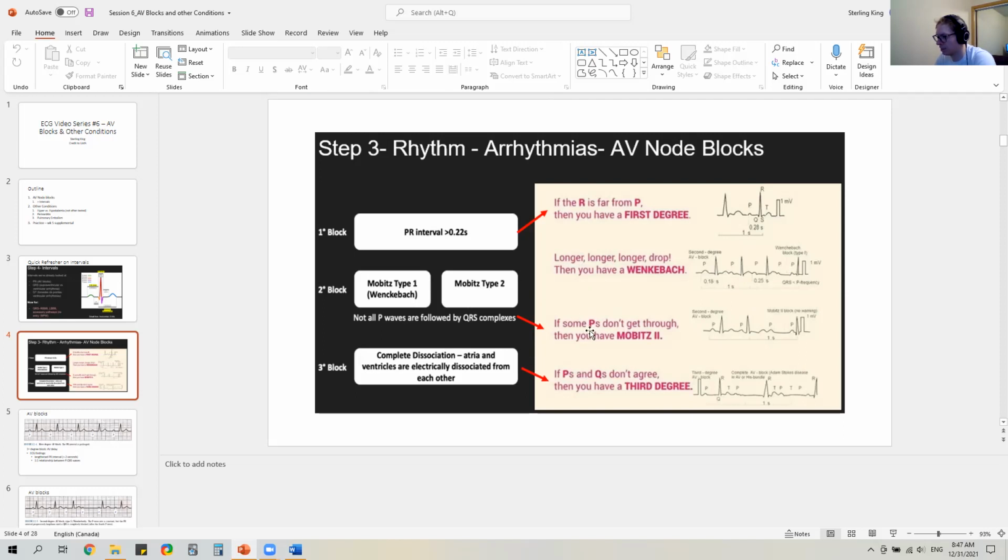Versus Mobitz type 2 would be, there's P's, like it goes P normal length QRS, P normal length QRS, but then P and the QRS is just dropped. So when you're seeing these dropped QRSs, you kind of need to pay attention. Is that P getting longer before you drop the QRS? And 3rd degree block is that they're completely separate. So it goes P, and then the P's are regular intervals, but the QRSs are not linked up, and the QRSs are regular intervals to each other.